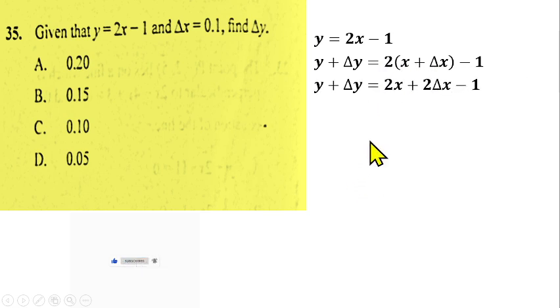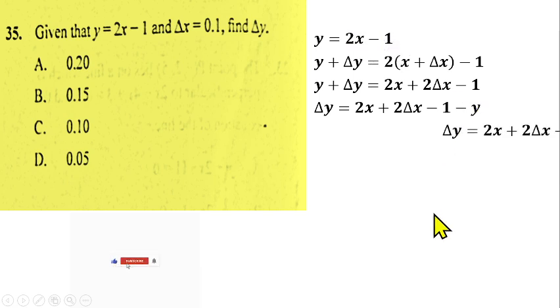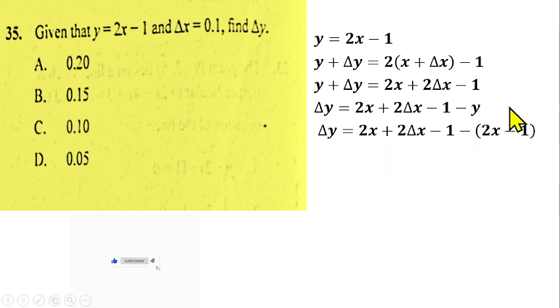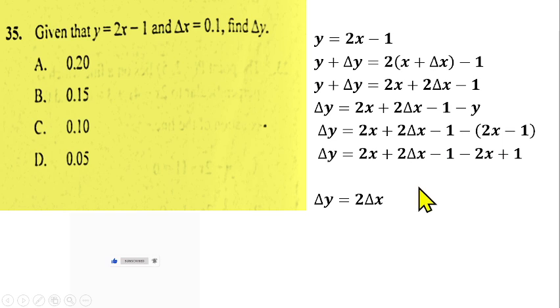Expand the bracket here, you have y plus change in y equals 2x plus 2 change in x minus 1. Take y to this side, and you'll have change in y equals 2x plus 2 change in x minus 1 minus y. But your y is equal to 2x minus 1, so if you put that here in brackets to represent our y and open the bracket with the minus, you'll have this. Then 2x will take care of minus 2x, and minus 1 will take care of 1. So you have change in y equals 2 change in x.